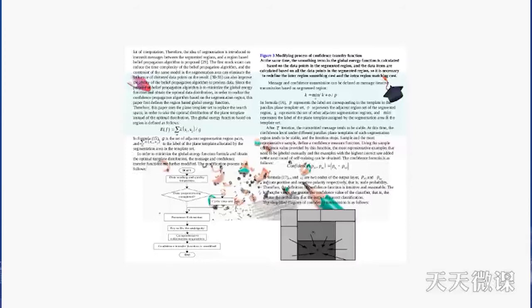In formula 17, N+ and N- are two nodes of the output layer. P_n+ and P_n- indicate positive and negative polarity respectively, that is, node probability. Therefore, the definition of confidence function is intuitive and reasonable. The higher the value, the greater the confidence value of the classifier, that is, the greater the probability that the output is correct classification. The simplified diagram of confidence transmission is as follows.